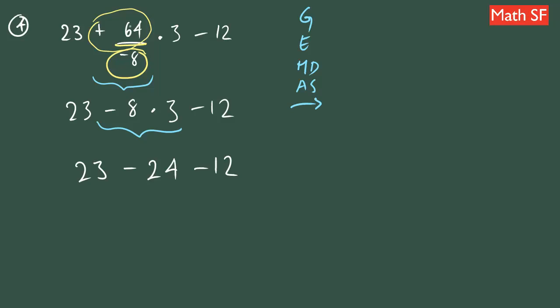Now, negative 23 minus 24 should be negative 1. And then you have a minus 12 here. Negative 1 minus 12 should be negative 13.